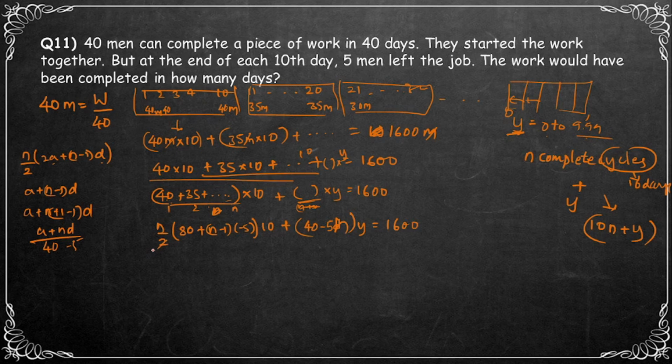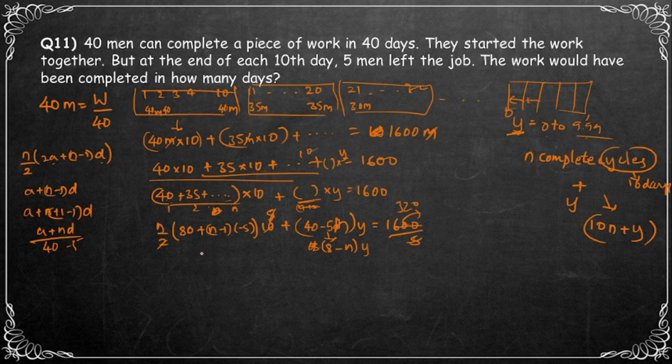Now here we can take 5 as common. So we have 5 is 40 minus n into y. So 5 is common in both terms. So if it goes that way, divided by 5, 1600 divided by 5, 5 3 is 15, 5 2 is 10, 5 is 0, so 320.